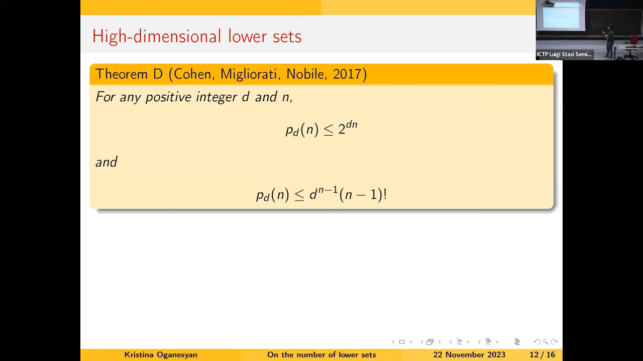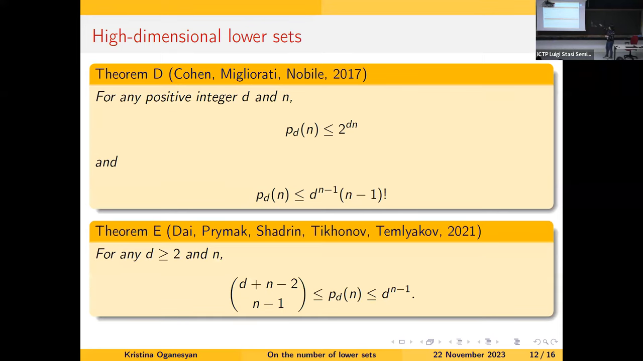They say that in every case you have p of n less than or equal to 2 to the power dn, and an independent estimate, which is d to the power n minus one, times (n minus one) factorial. Okay, so it turns out that the second estimate can be refined. It was done by Valentin Markshall and Tikhon Akhundzimirko. So you can just discard this (n minus one) factorial, and you put this variable coefficient on the left hand side.